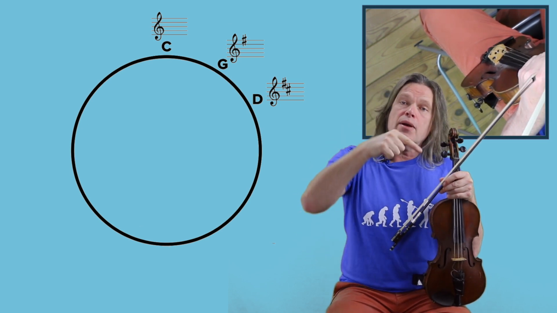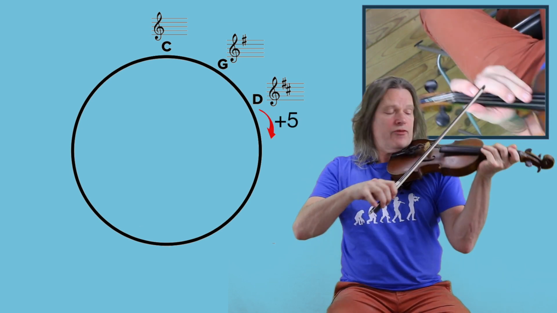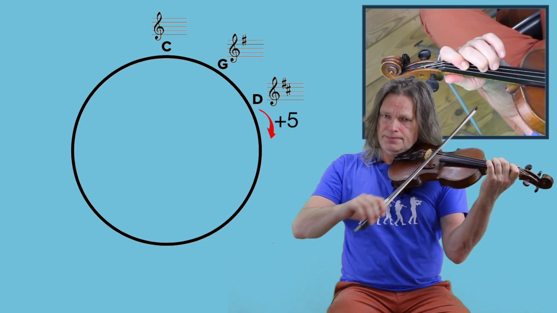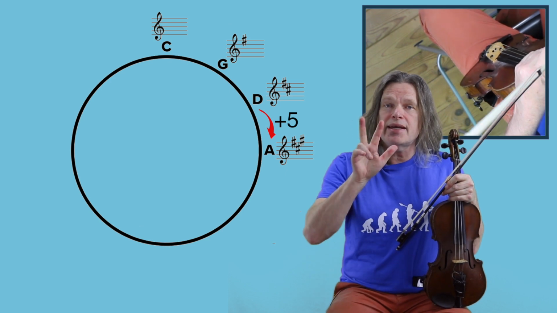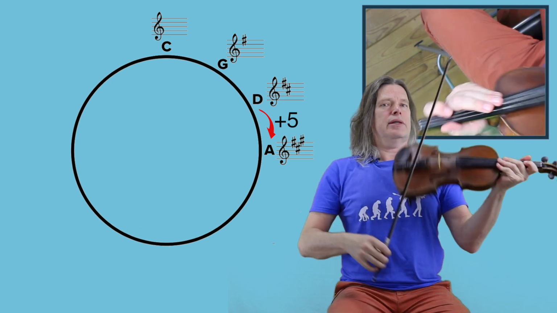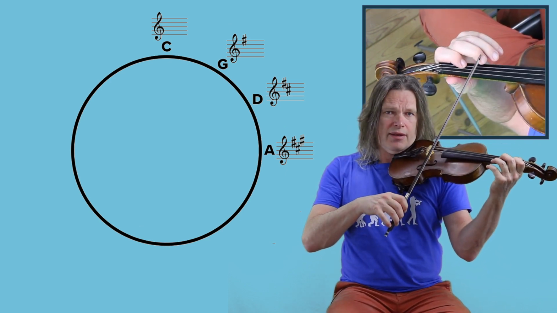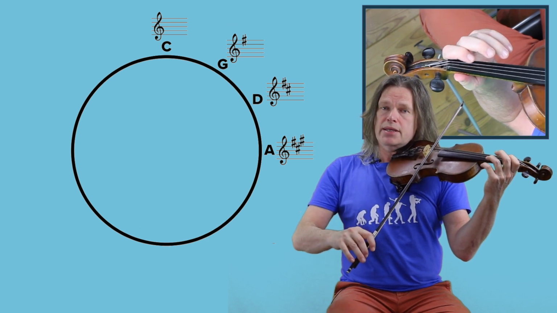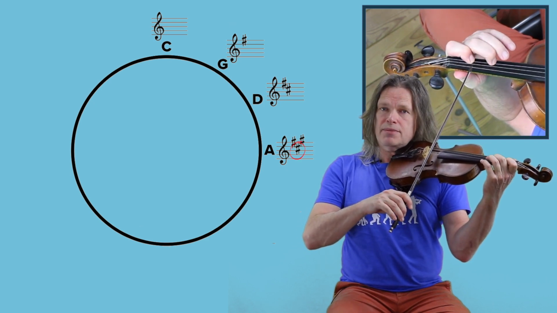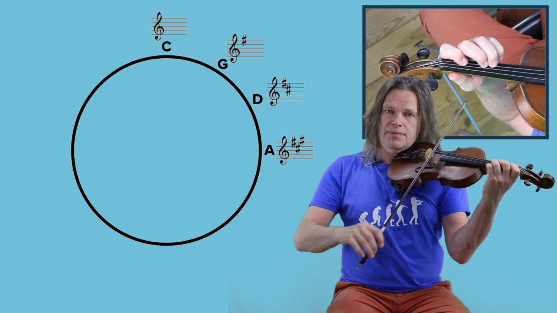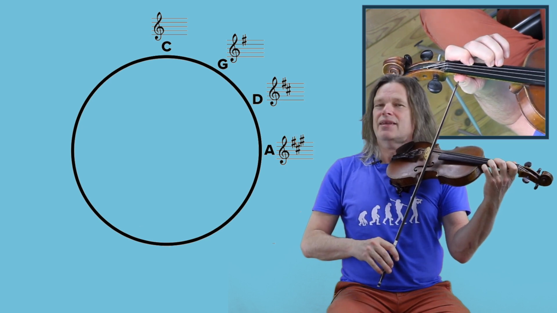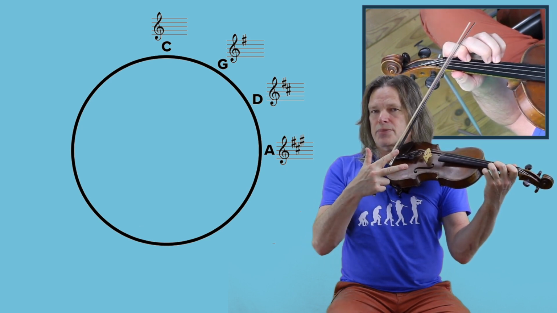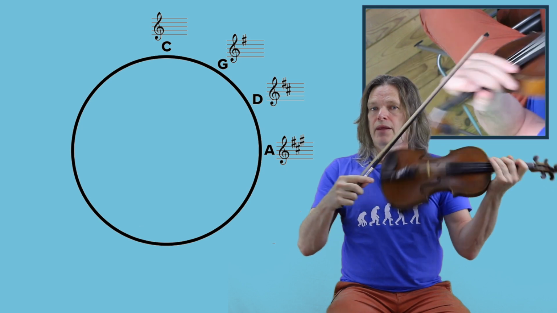Okay, now let's move up further. From D we go 5 up. We're at A. A has 3 sharps in it. Let's check that out. Scale of A. A, B, C sharp, D, E, F sharp, G sharp, and note A. 3 sharps. Key of A.